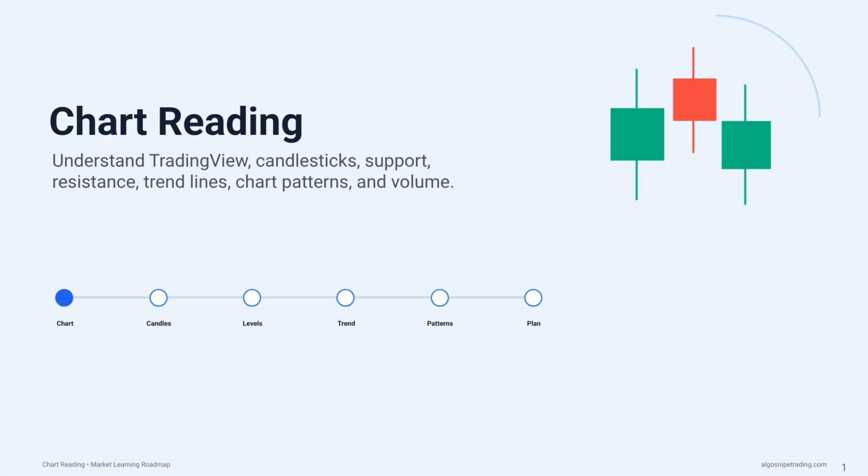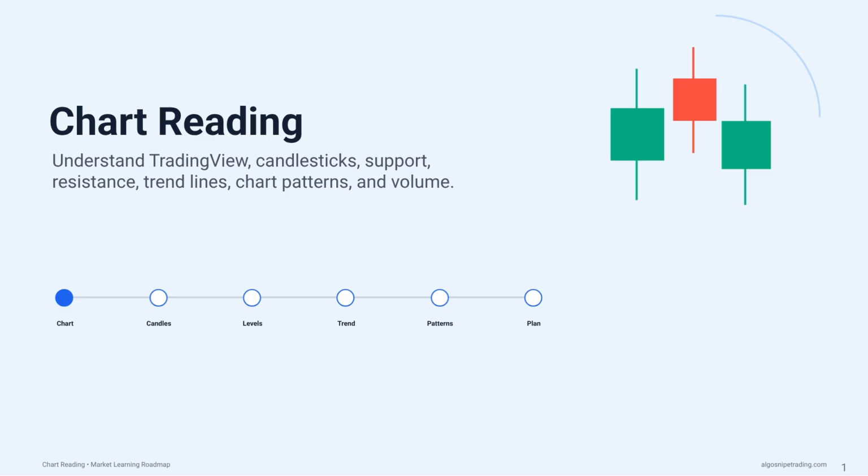Then study chart patterns such as breakouts, pullbacks, double tops, double bottoms, flags, triangles, and head and shoulders. These patterns help traders prepare for possible moves before they happen. Finally, always look at volume. Volume shows how much activity is behind a price move. A breakout with strong volume is usually more meaningful than a breakout with weak volume.